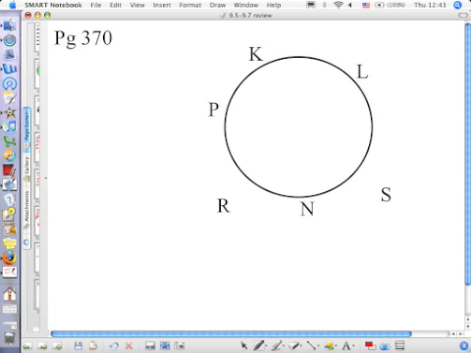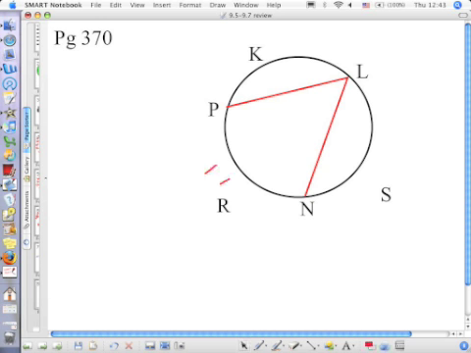Okay. If you look at number 17, first we see what we're trying to find. We're trying to find the measure of angle PLN. So we're going to draw angle PLN. We're told that PN has a measure of 100. So you know that L is half of it.